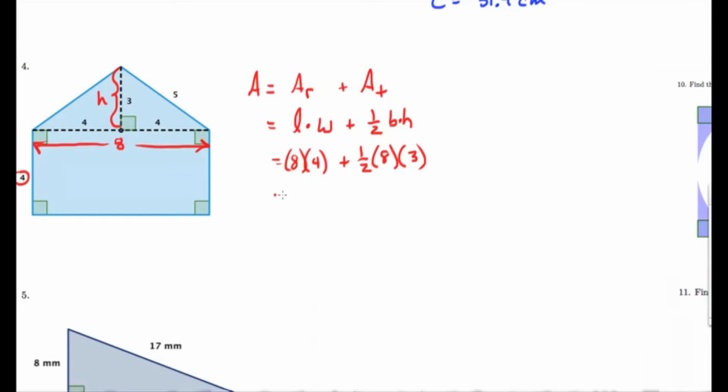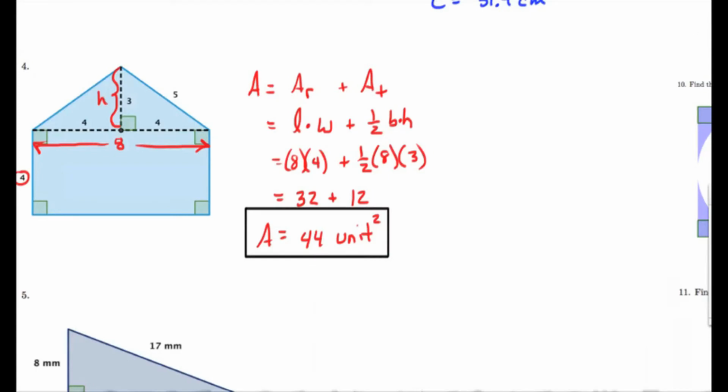And so 8 times 4 is 32. So 1/2 of 8 here is 4, and 4 times 3 is 12. Or I can say 8 times 3 is 24, and half of 24 would be 12. So 32 plus 12 is 44. And I can say units squared. Okay, there's my area.